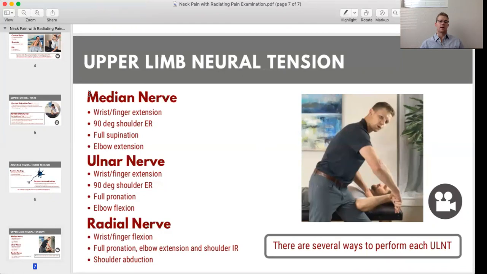So that is the neck pain with radiating pain lecture. Remember those criteria in relation to the 4-part cluster for cervical radiculopathy, and we'll see you in the treatment sections.